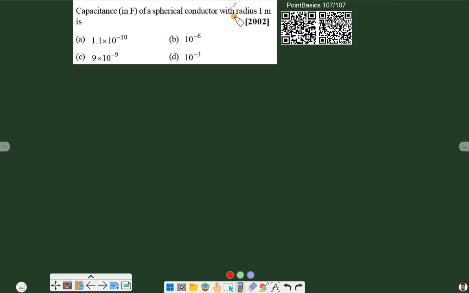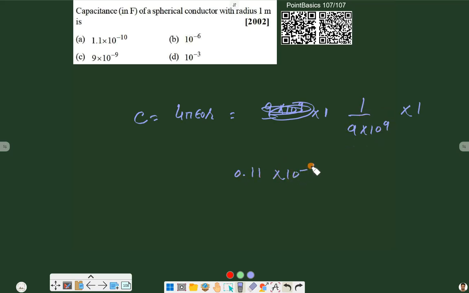And the last question is the capacitance of a spherical conductor with radius 1 meter. So that will be C equal to 4 pi epsilon naught R. So 1 by 9 into 10 raised to power 9, into 1. So this will be of the order of 1 by 9, which is 0.11 into 10 raised to power minus 9. So 1.1 into 10 raised to power minus 10. That is option A. Hence option A will be the right answer.